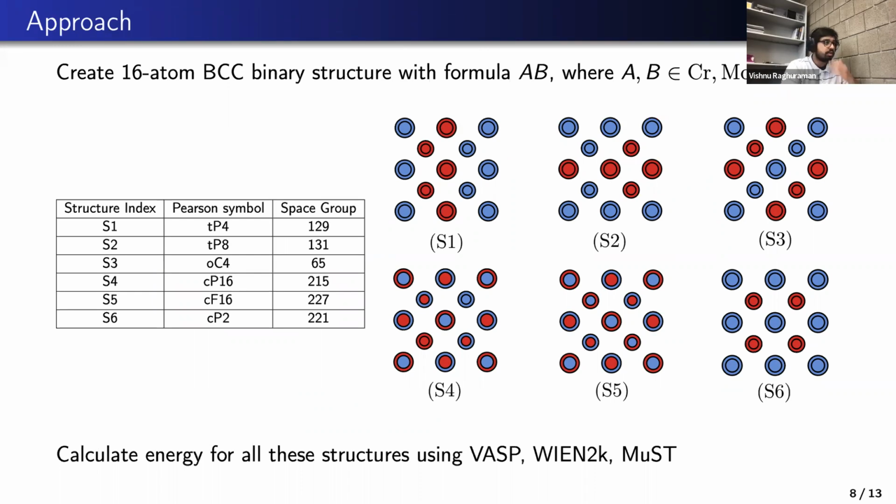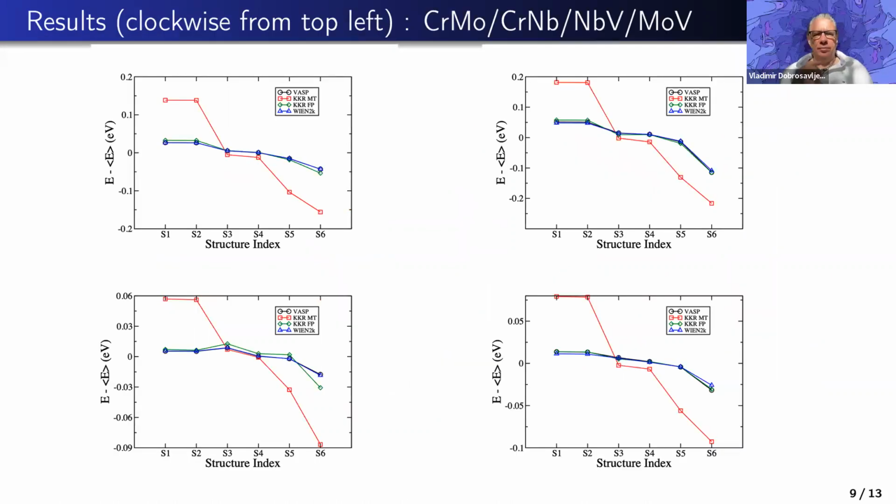Sorry. Yeah. So basically, I have each structure, and I'm looking at energy taking off the averages just to put them on a similar scale. And here you can see that the muffin tin sees more fluctuation among the different structures than the other methods, which all seem to agree well.